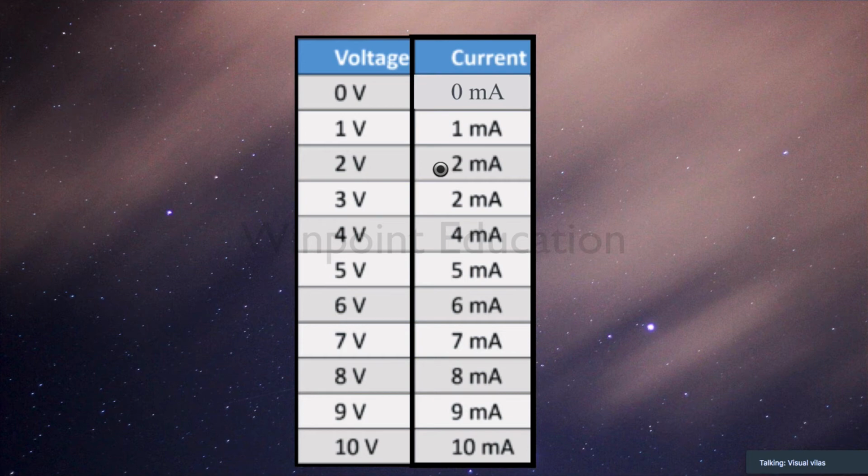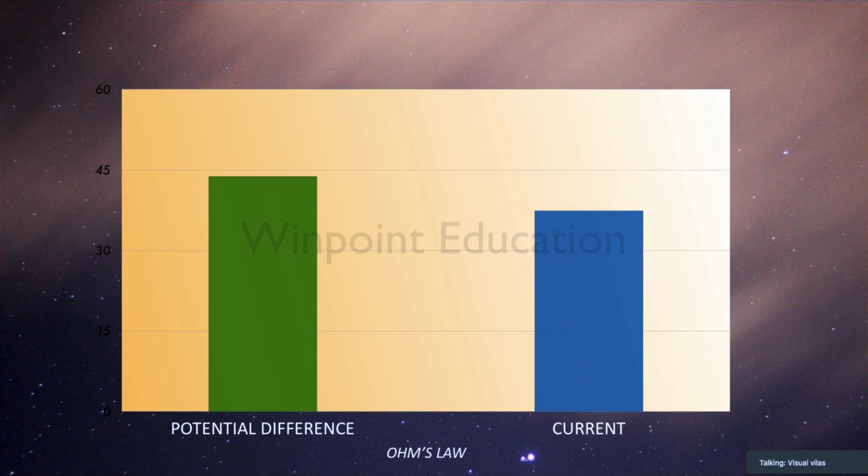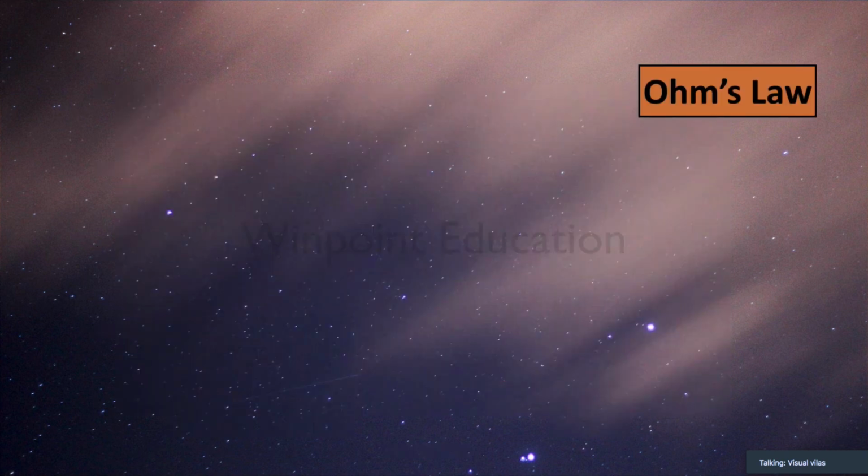That is Ohm's law. When we are showing this in the form of a graph, you can observe the graph here. The current is increasing, and at the same time the potential difference is also increasing. The green bar is potential difference, the blue one is current. Both values are increasing. It is Ohm's law. Here we need to bring in a condition: the temperature should be constant. We will discuss the reason behind it. Temperature should be constant for Ohm's law.